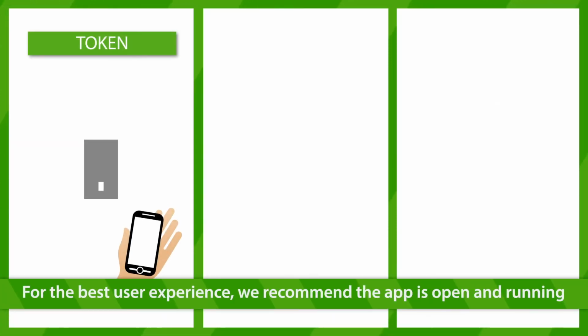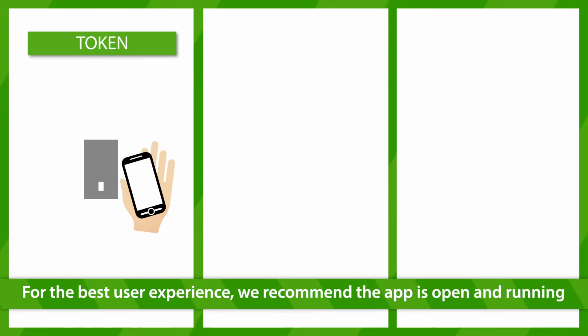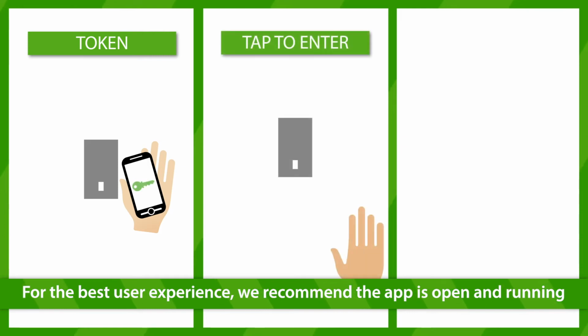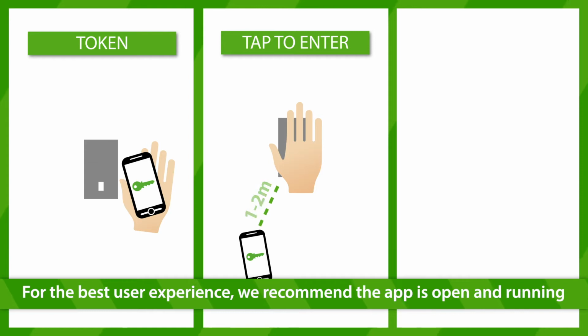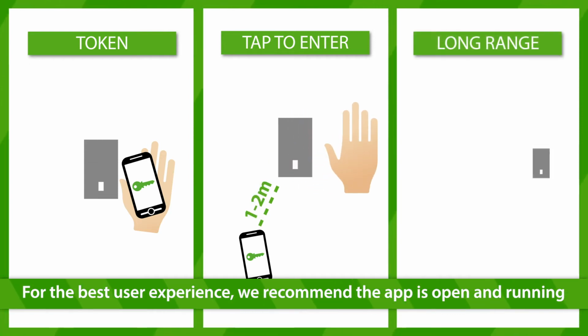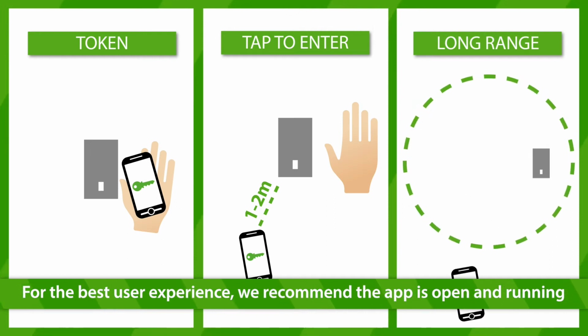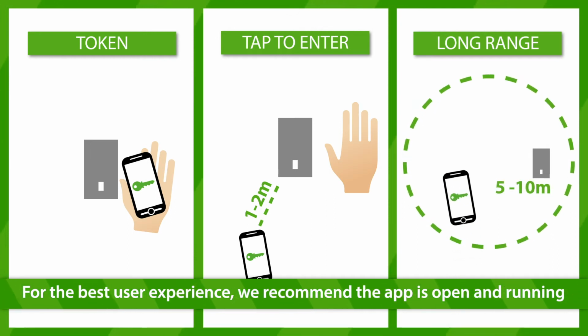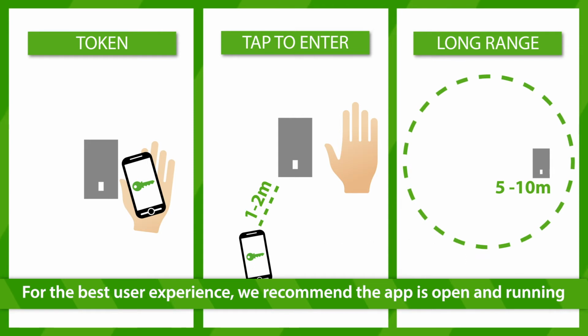In token mode, you must hold your device close to the reader, just as you would with a token. In tap to enter mode, you simply tap the reader with your hand, while your mobile device is within a 3 to 6 foot range. In long range mode, simply bring your mobile device within 15 to 30 feet of the reader. In a busy area, this could result in a door opening unintentionally. For this reason, long range mode is likely to be most practical for car park barriers.